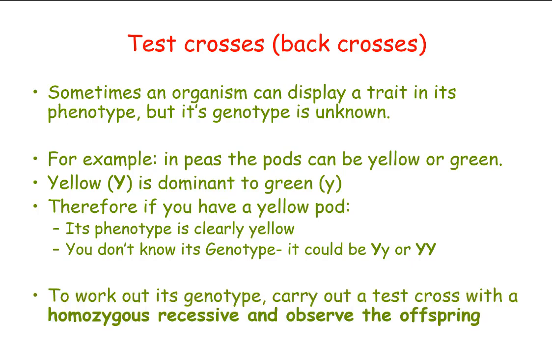So here's what you could do. To work out its genotype, you carry out a test cross with a homozygous recessive and observe the offspring. So this means that in this scenario, you need to take a plant which produces yellow pods, which is the unknown, and cross it with a plant which produces green pods, because they can only be little y, little y. Now this is why you do it that way. So you cross the unknown yellow with green, because that way you can be sure of the genotype of the green. It has to be little y, little y.